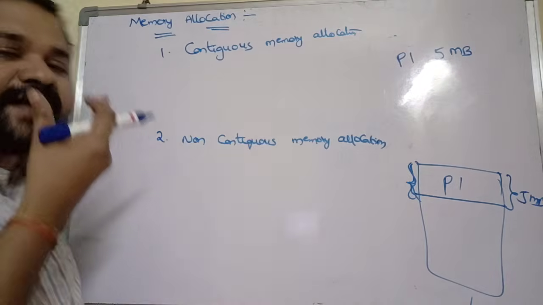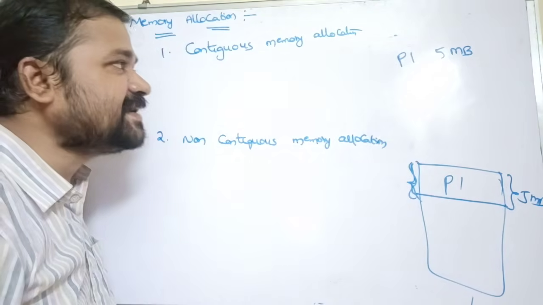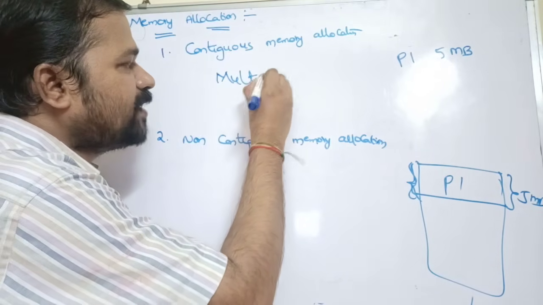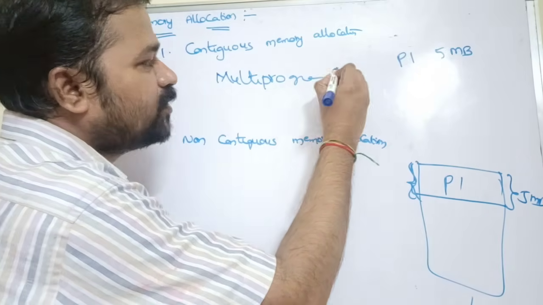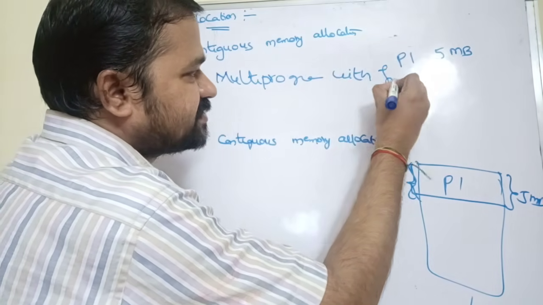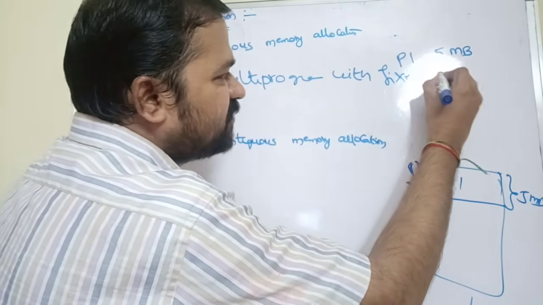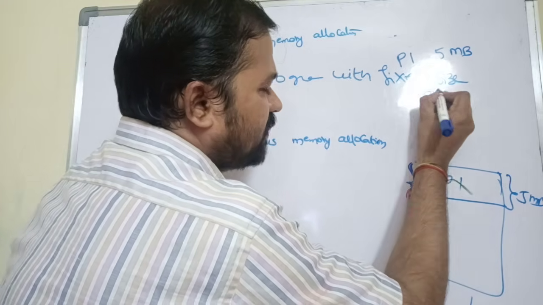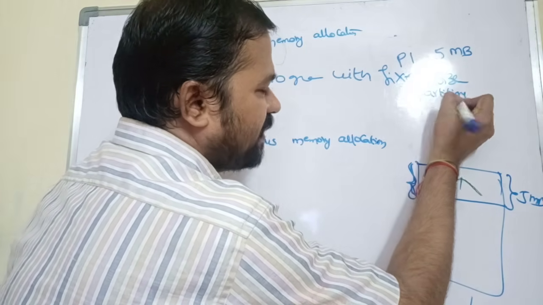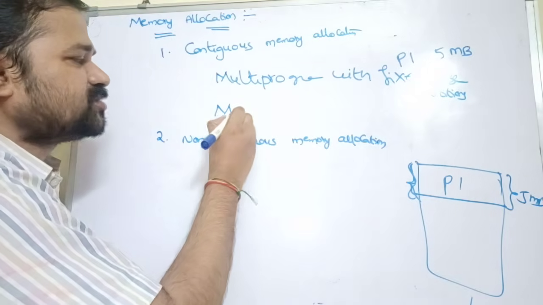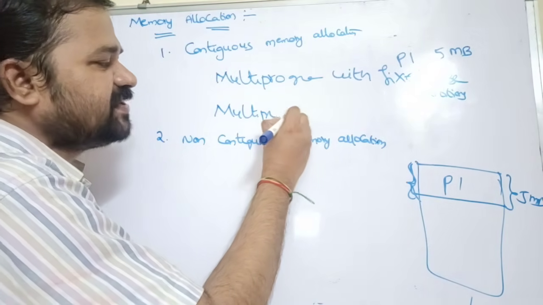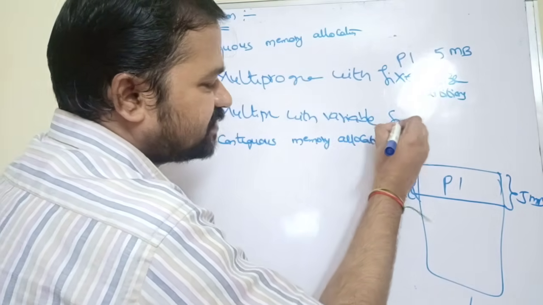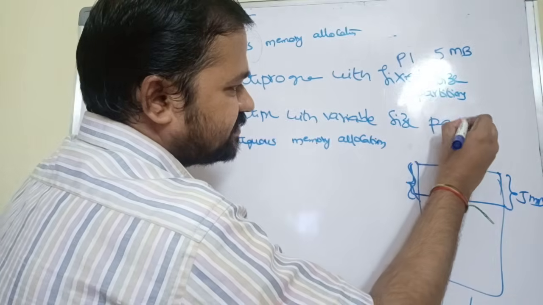Okay. There are two approaches for implementing contiguous memory allocation. The first approach is multi-programming with fixed size partitions, whereas the second approach is multi-programming with variable size partitions.